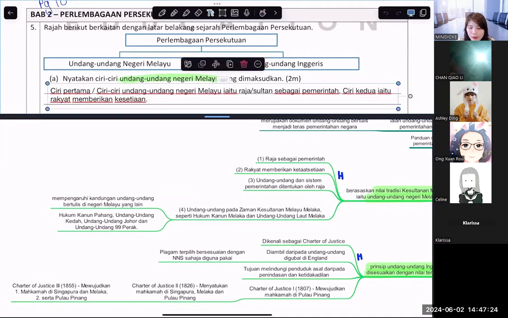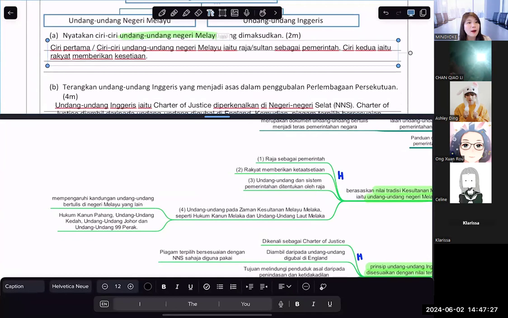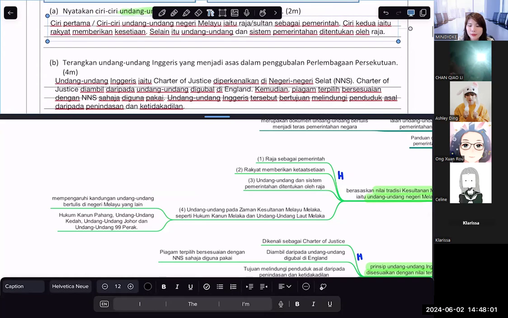Of course, usually, I already told you, top up one more extra. Selain itu, undang-undang dan sistem pemerintahan ditentukan oleh raja. You top up one as a backup. Okay, guys? Good. So then the next one. Move on. Move on into the next one.